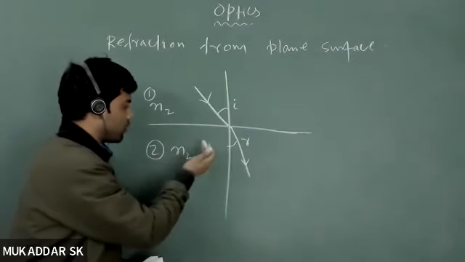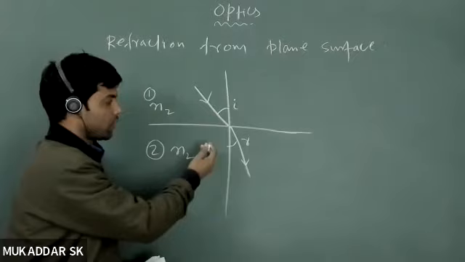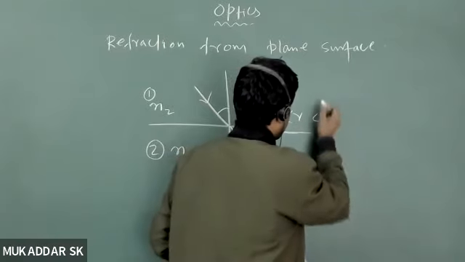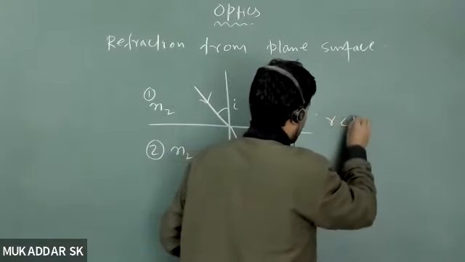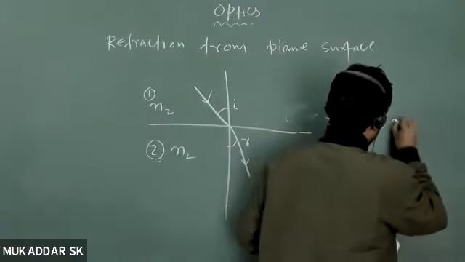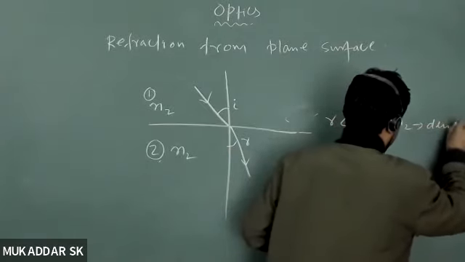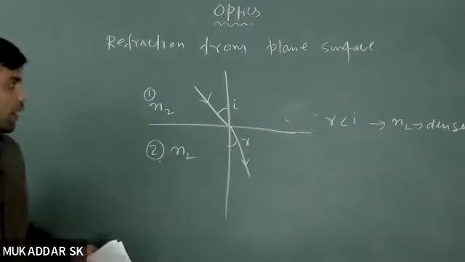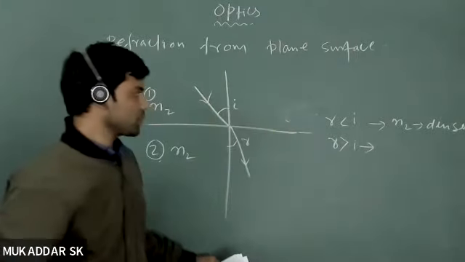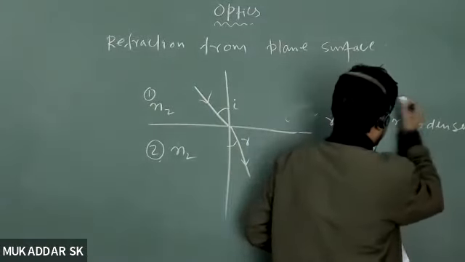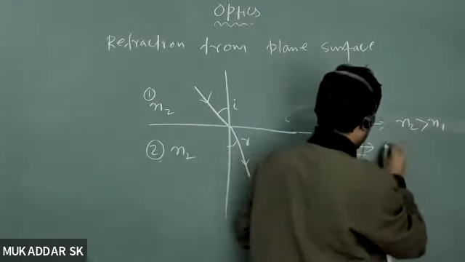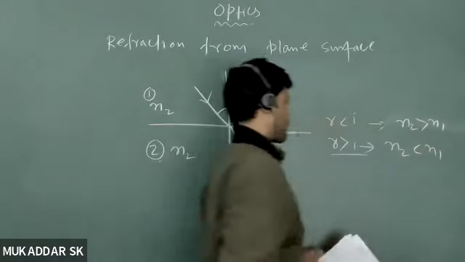When will that happen? When medium 2 is denser, the angle R will be smaller than I. That is, when N2 is greater than N1. And the angle of refraction will be greater than the angle of incidence when N2 is smaller than N1, right?